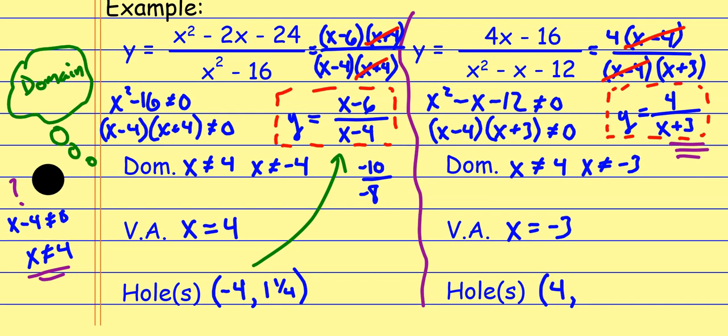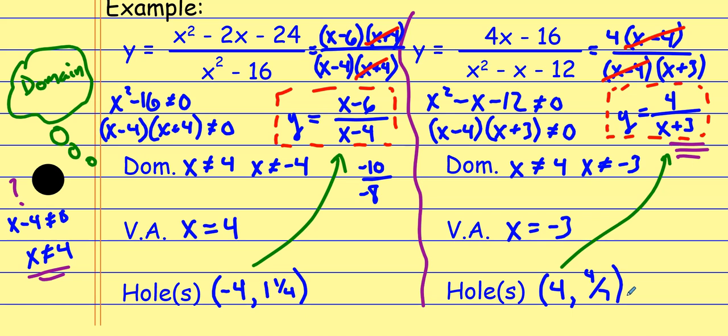And again, to find that, I'm just going to plug that into the simplified version here. And when I plug a 4 in, I get 4 over 7. So that's the ordered pair for the hole in the graph, okay? So it's doing the same thing that we did before, finding the domain restrictions and simplifying, but now we're interpreting those domain restrictions as either vertical asymptotes or a hole in the graph.